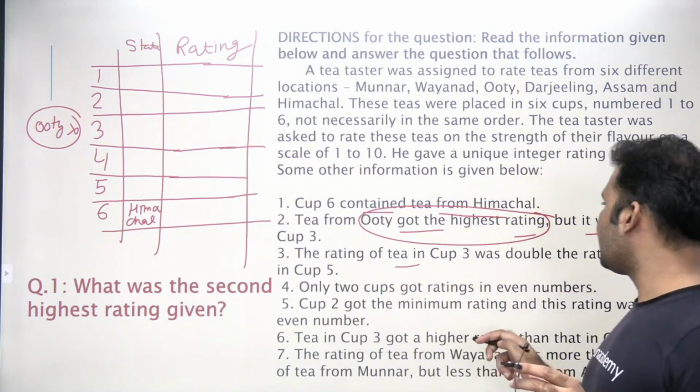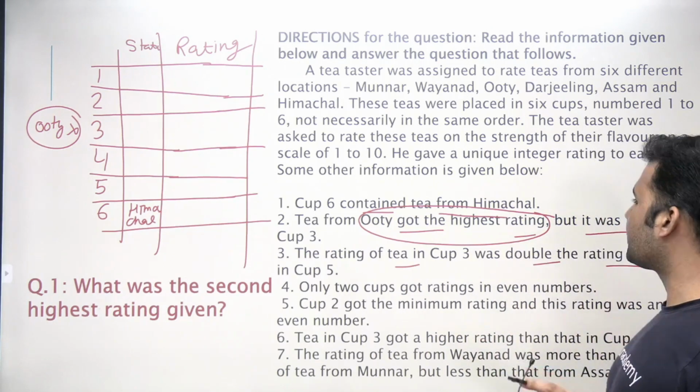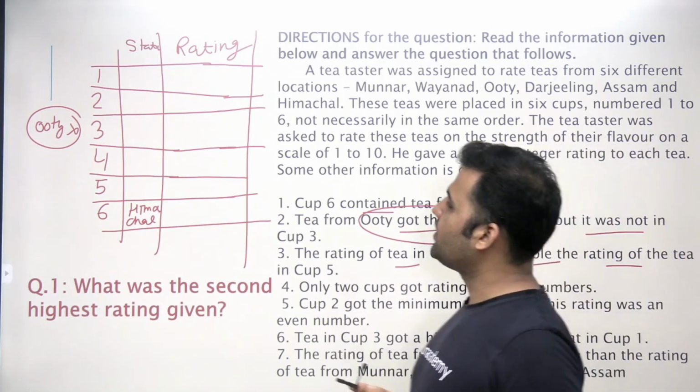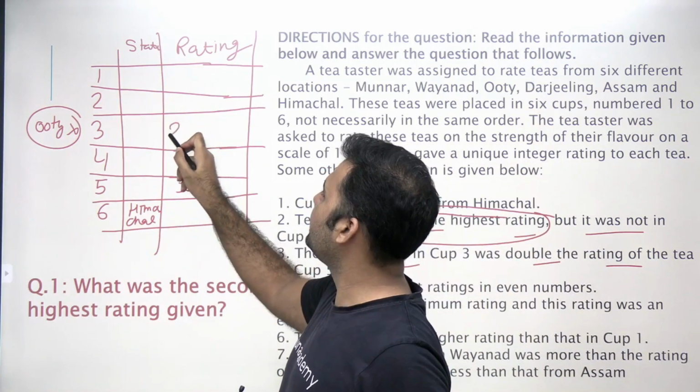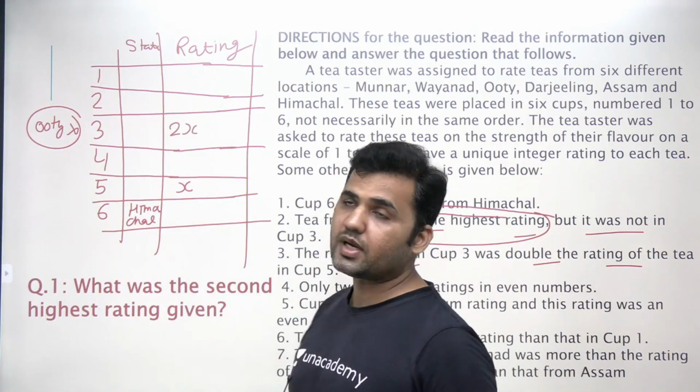The rating of tea in cup number 3 was double the rating of the tea in cup number 5. So if the rating of the cup number 5 was X, the rating of the cup number 3 will be 2 times of X, that is 2X, okay?